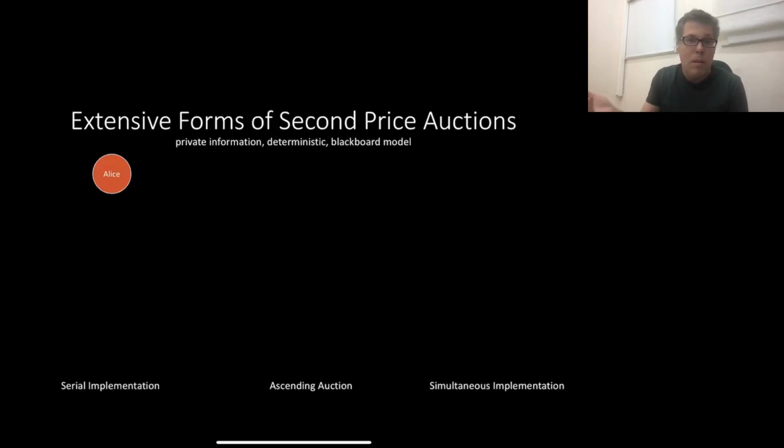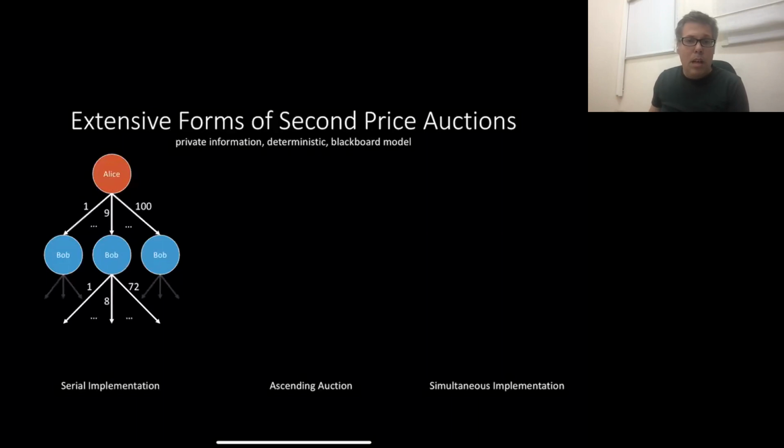Let's consider several implementations and try to draw them as trees in the standard way. In the serial implementation, Alice bids first, Bob bids later. Alice makes some bid, then Bob sees her bid and makes some other bid, and then we have the outcome. For example, if Alice bids 9 and Bob bids 1, then Alice wins and pays 1. If the bids are 9 and then 8, then Alice wins and pays 8. So this is the serial implementation.